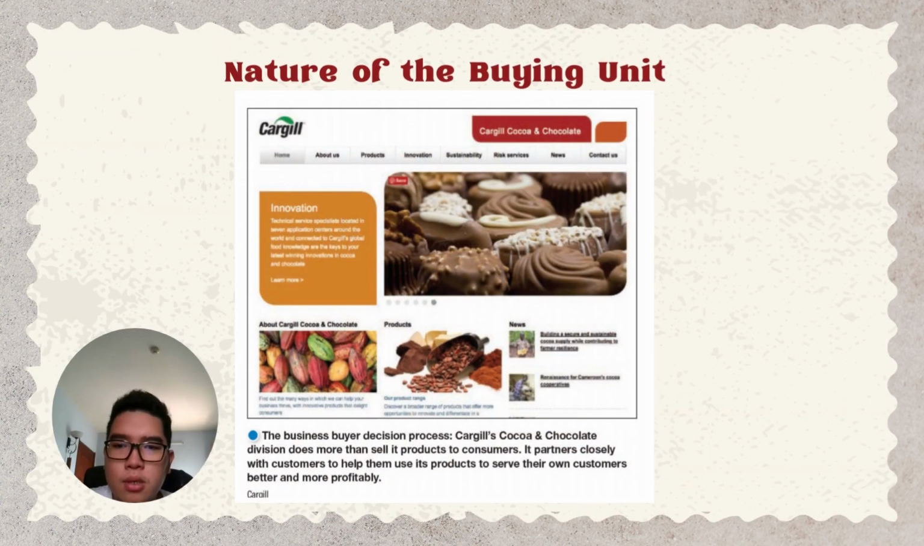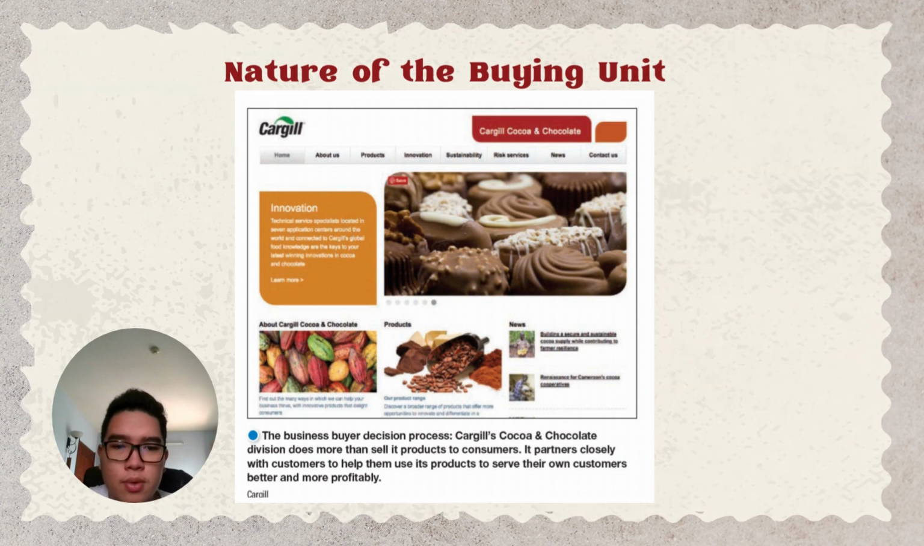So this says that business buyers usually face more complex buying decisions than do consumer buyers. Compared with consumer buying, business buying usually involves more decision participants, more professional purchasing effort, and more buyer and seller interaction. For example, the Coca-Cola division does more than sell its product to consumers. It partners closely with customers to help them use its products to serve their own customers better and more profitably.